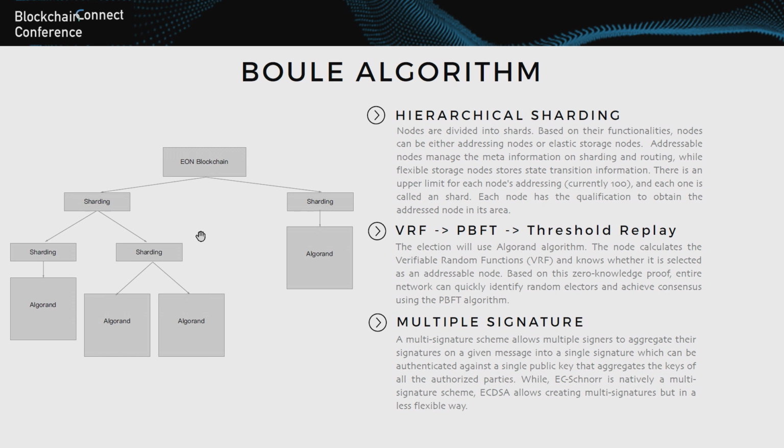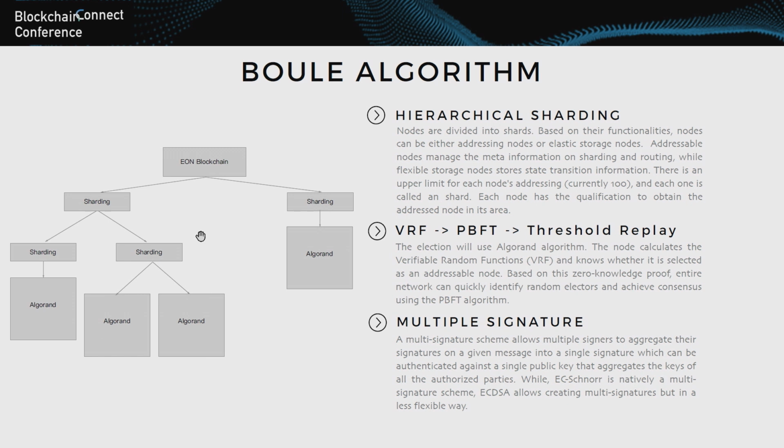For the Boule algorithm, we have 3 pillars. The first one is called hierarchical sharding. Hierarchical sharding is basically the B-tree equivalent for a blockchain system. So we are not limited to one chain. We put the chains together, make the shards, and then cut them into pieces using the tree structure. And for the second, we're using VRF, and we have 3 stages.